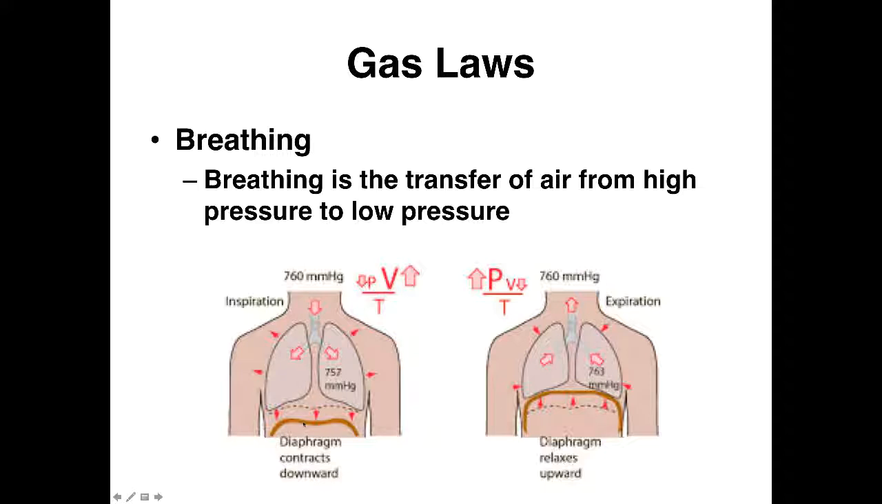Inspiration is an active process requiring the contraction of muscles. Expiration is a passive process that requires no muscular input. Normally no muscular input.